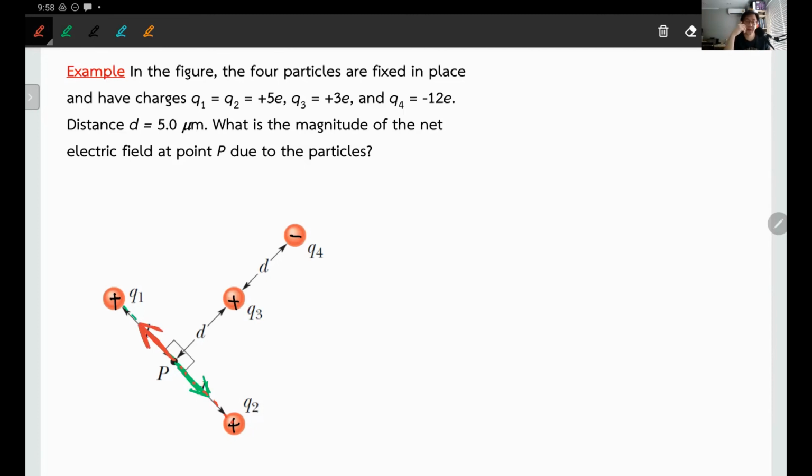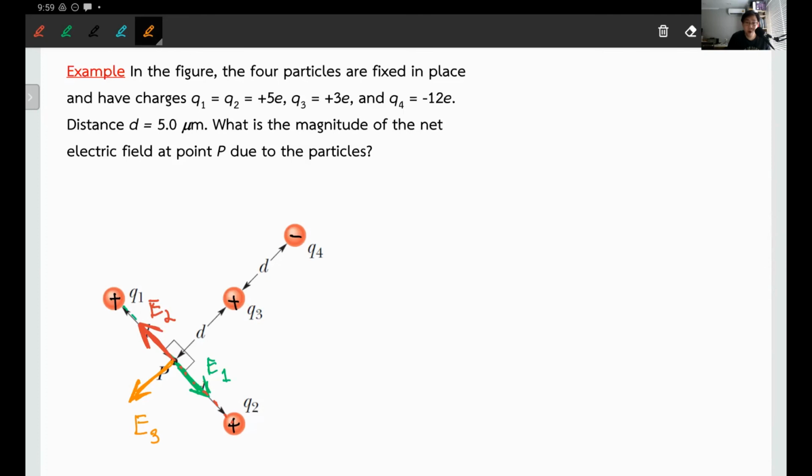So the electric field from Q2 is pointing away from it. Let me name this one E sub 2 and name the first one E sub 1. Number 3, electric field from Q3 once again is positively charged. So the electric field from Q3 is going to point away from it. Let me name this E3.